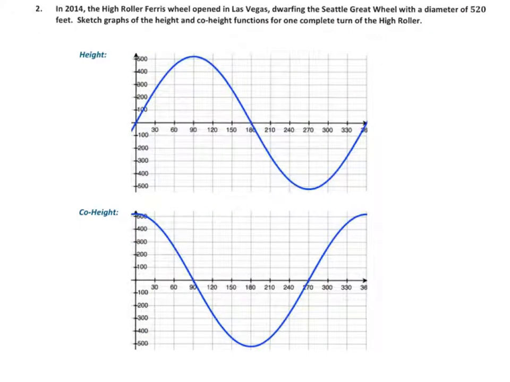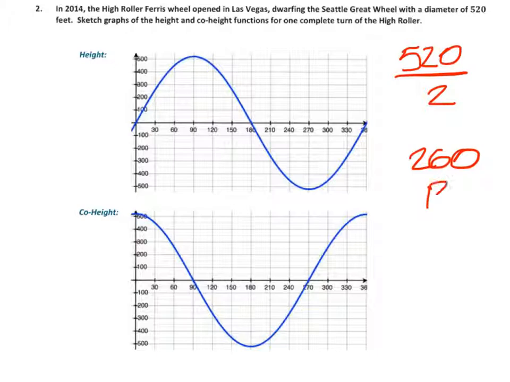Alright, for number 2, in 2014, the High Roller Ferris wheel opened in Las Vegas, dwarfing the Seattle Great Wheel, with a diameter of 520 feet. If the diameter is 520 feet, then that means that the radius would have to be 260 feet. Sketch the graphs of the height and co-height functions for one complete turn of the High Roller. So if you have the height as being the height from the x-axis up to the passenger car, starting at the 3 o'clock position, then clearly you're going to be at 0 to start with.